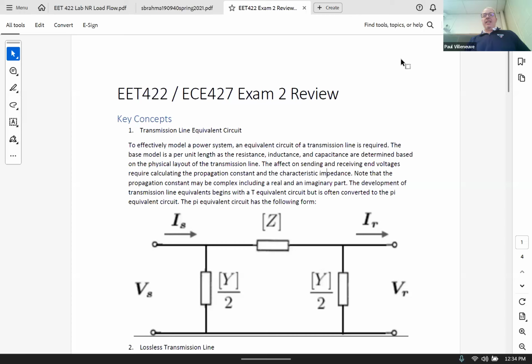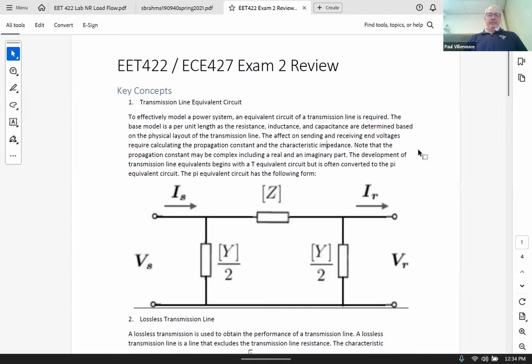Okay, so that's the high-level test stuff. What are we going to cover? Transmission line equivalent. Been a minute, right? The pi equivalent for our transmission circuit.